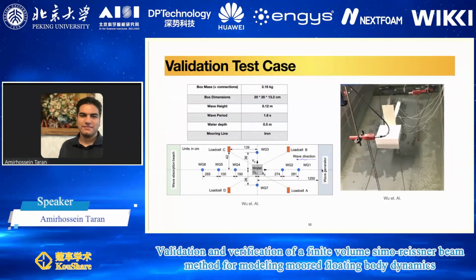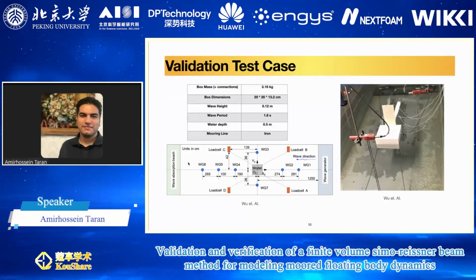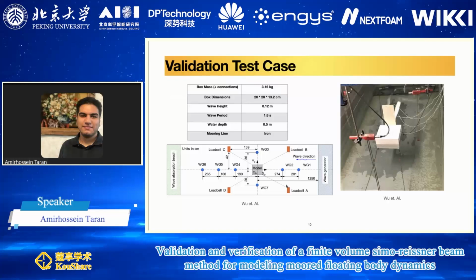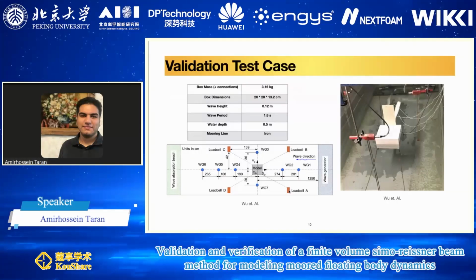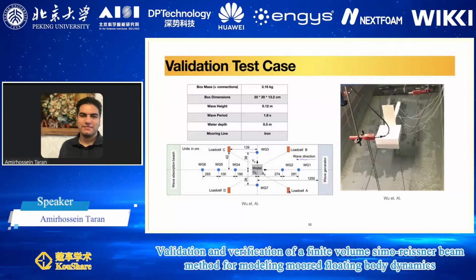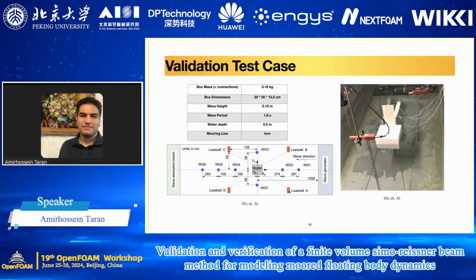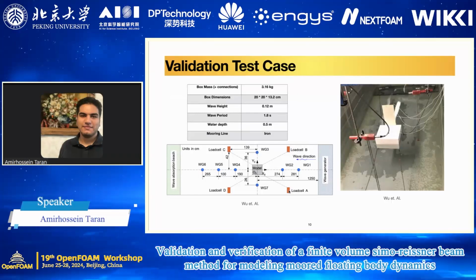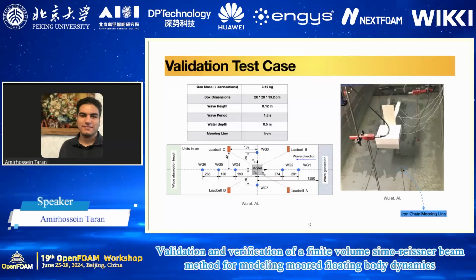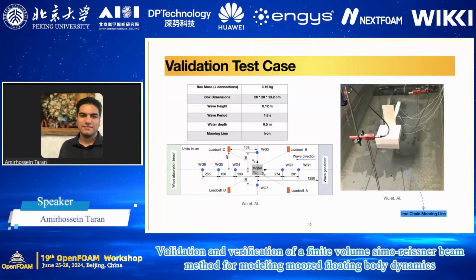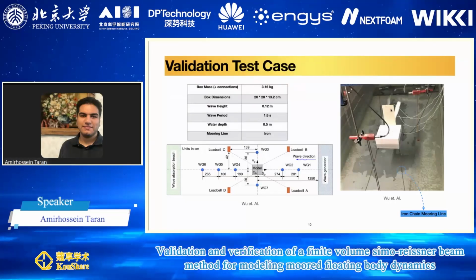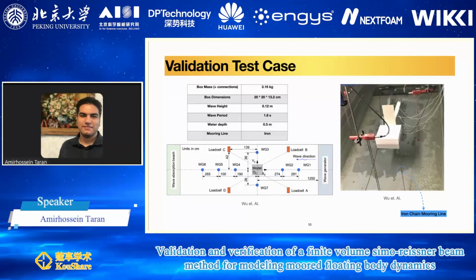The wave is coming from the right, and there's a wave absorption on the left. There are some load cells which capture the value of the tension on the anchors. You see that there's an iron chain mooring line attached here, and there are some experimental setup devices attached to this box.